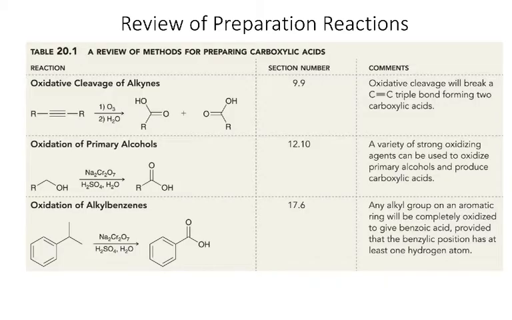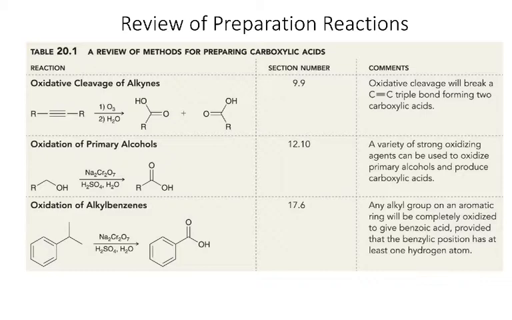We've already encountered a number of different ways of preparing carboxylic acids. Last semester, when we learned the reactions of alkynes, we learned that oxidative cleavage of an alkyne would cut the triple bond here, and then each R group, where it had been a triple bond, would be replaced by the carboxylic acid. Then at the beginning of this semester, when we learned about reactions of alcohols, we learned that oxidation of primary alcohols would produce a carboxylic acid.